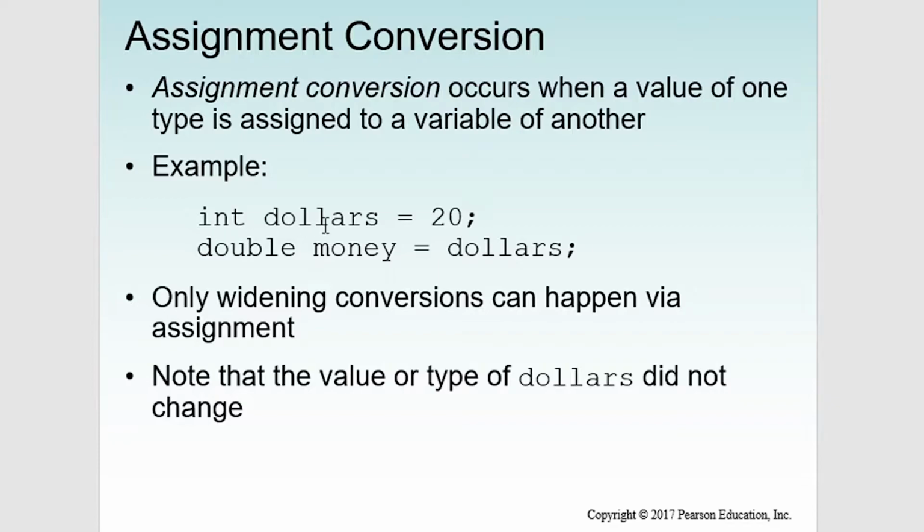For example, int dollars is equal to 20, but then double money is equal to dollars. Now, the value of dollars did not change. It's still 20, but Java saw that this was a 64-bit floating point value, and it converted this integer into a double when it assigned that value to the double variable. Only widening conversions can happen via assignment. Note that the value or type of dollars did not change.